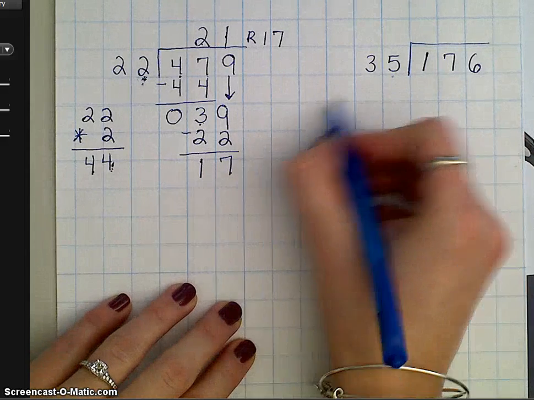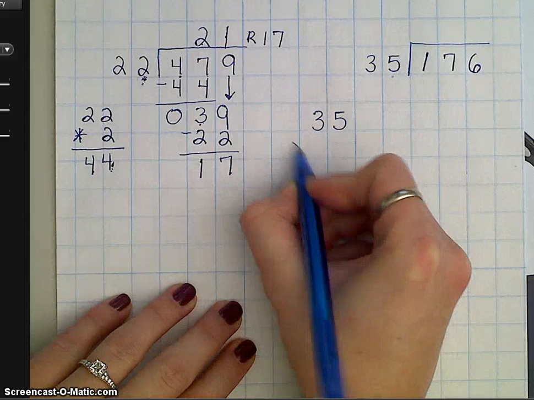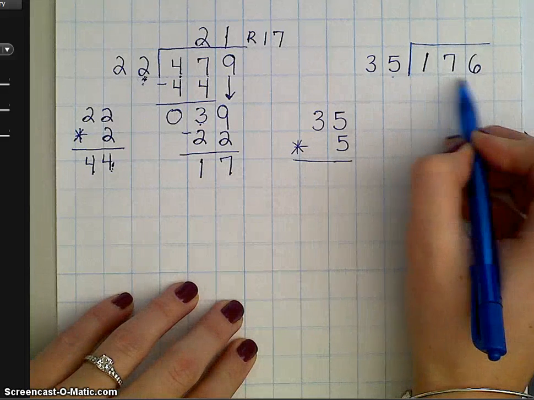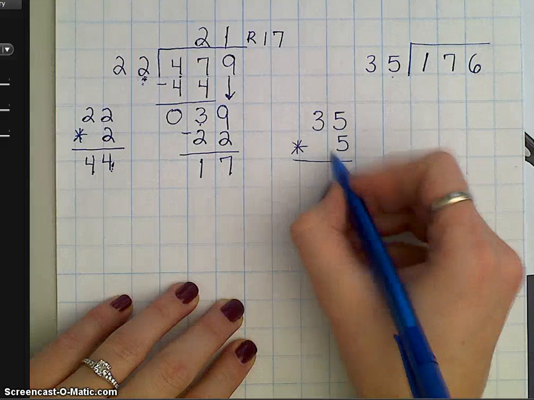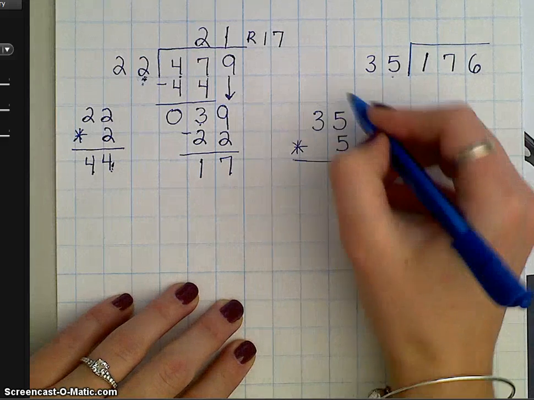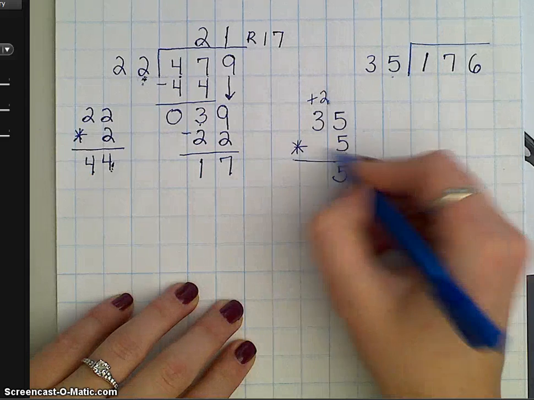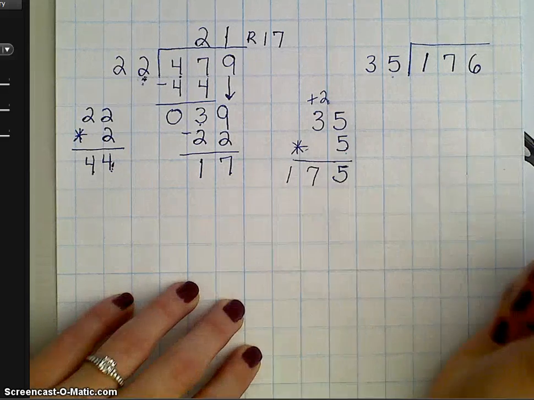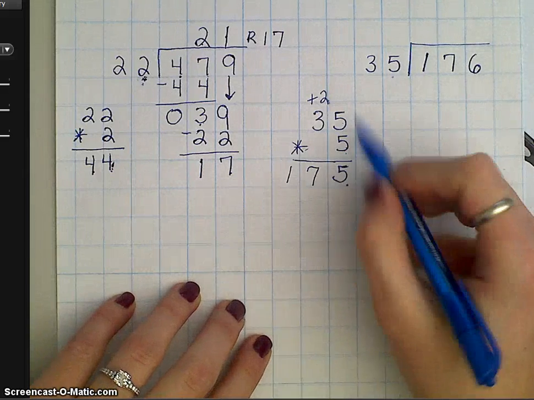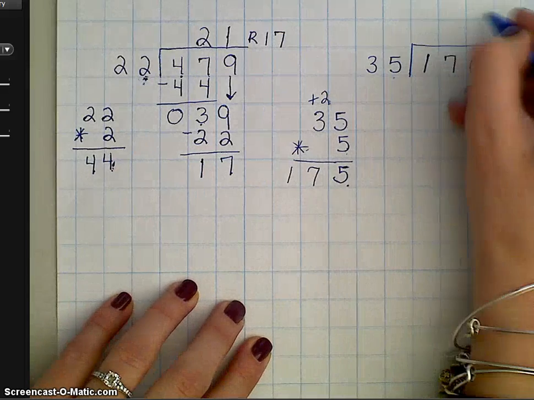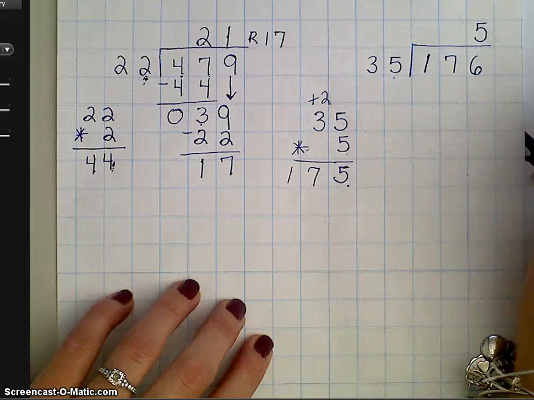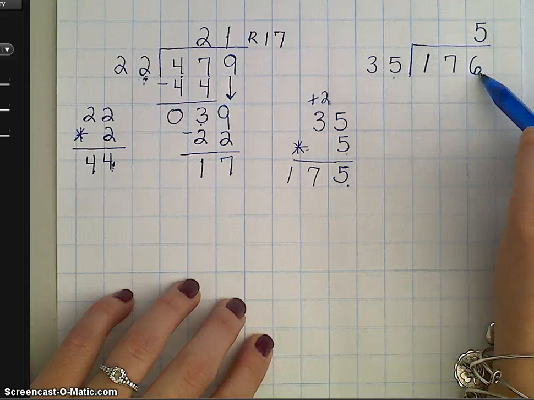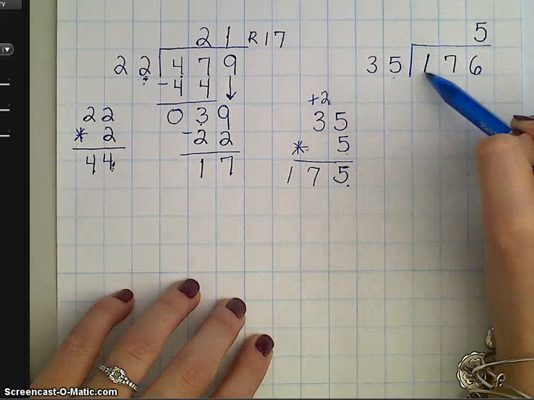So I'm going to guess and check that 35 times 5 is going to give me a product, a number that's close to 176 without going over. So 35 times 5 is, let's see, 5 times 5 is 25. Add 2. 5 times 3 is 15, plus 2 is 17. Oh, look, 175. So that means that 35 goes into 176 5 times. You need to make sure that you put your answer, the digit that starts your quotient, up above the 6, because it's 35 into 176.